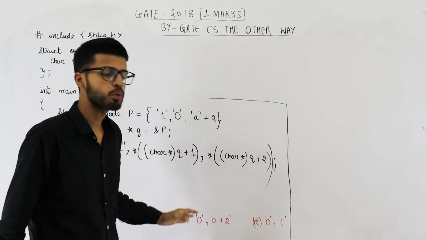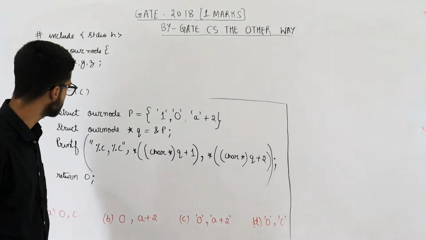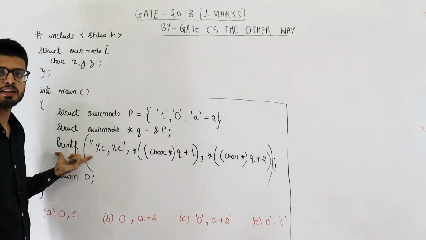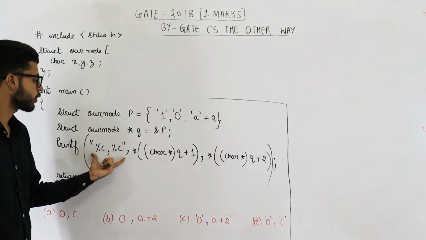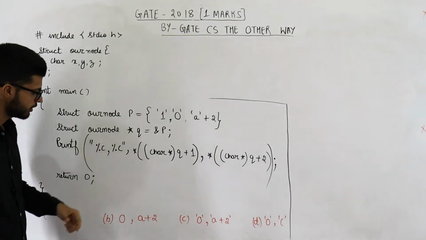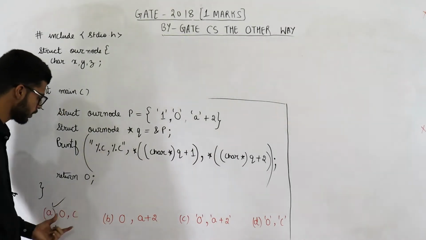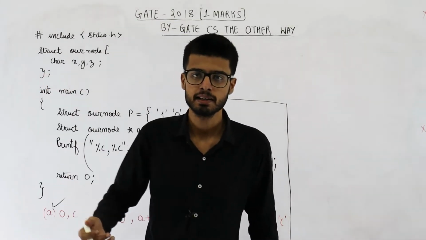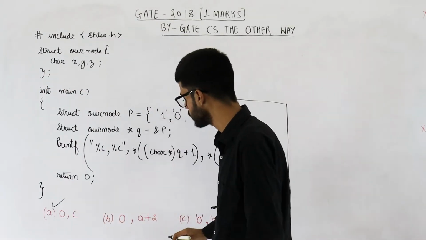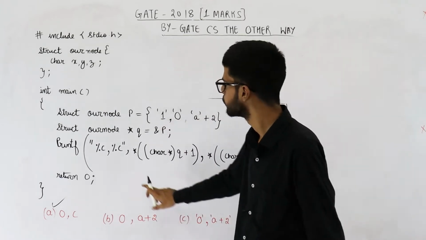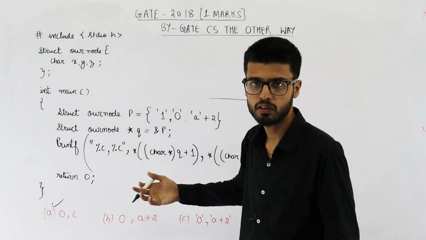See, whatever this program prints, it will be printed by this print statement only. And whatever this print statement prints, it will be of this form. That means character, comma, character. So the answer is option A, because only in this option you have a character separated by a comma and then one more character. In option B, you have one character, comma, three characters.